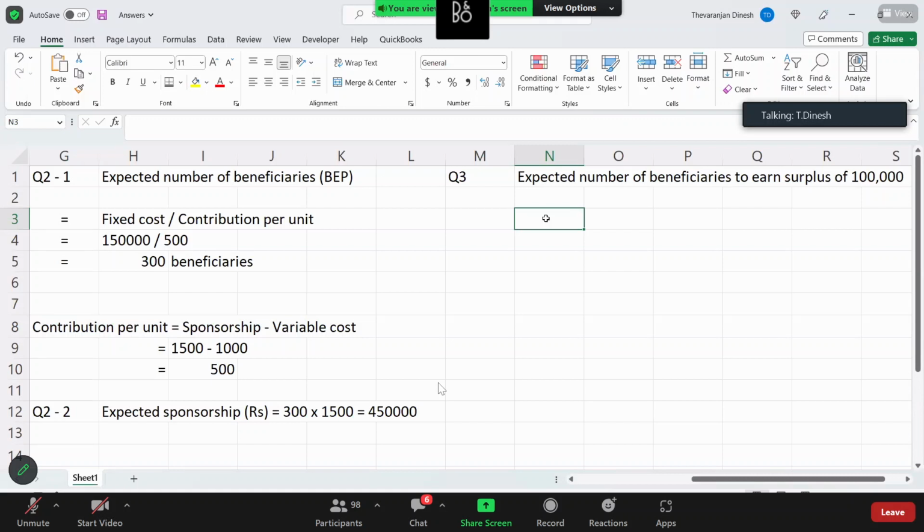Yes, MS33, what is your doubt? Do you have any questions or problems? MS33, you raised your hand.